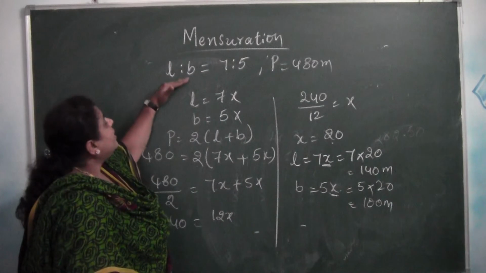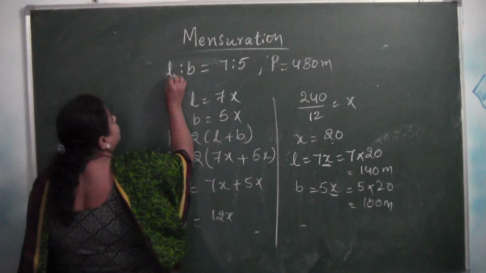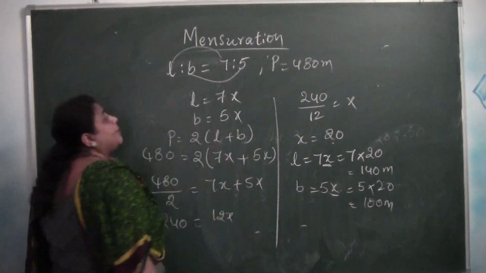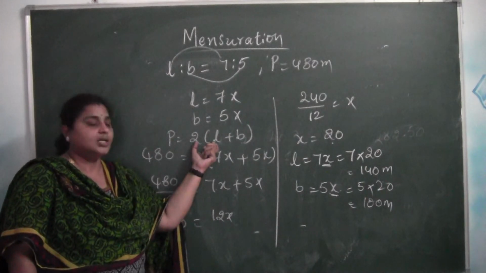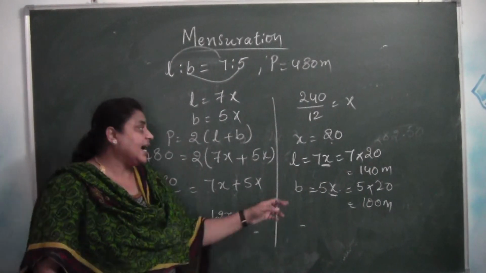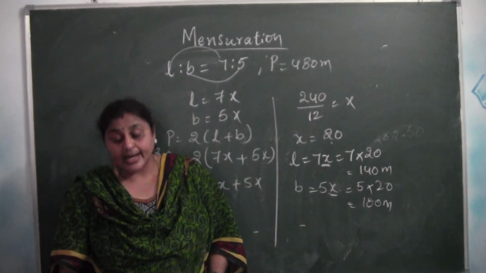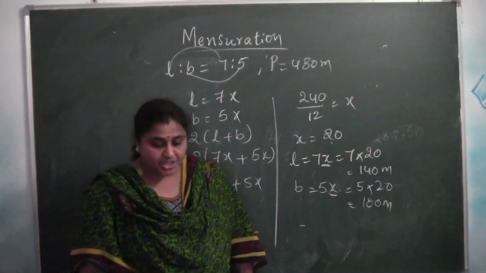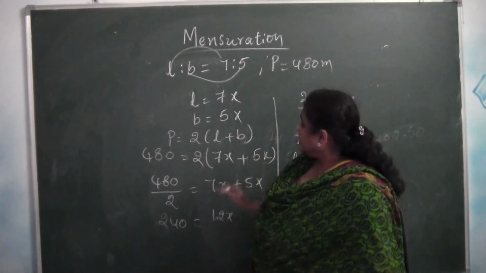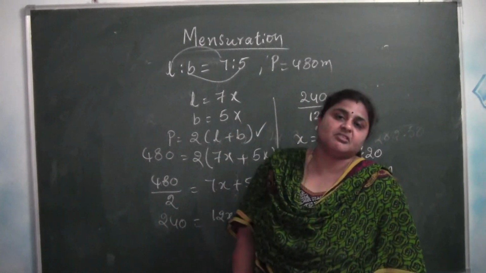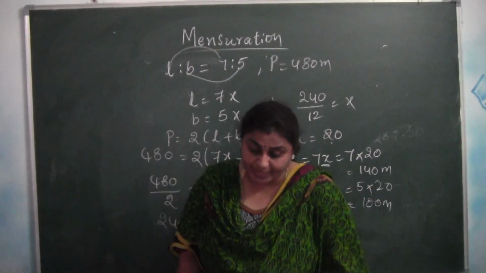So when the ratio of length and breadth is given, we assume length to be 7x and breadth to be 5x and substitute in the formula of perimeter. Then we get the value of x. Again, substituting the x value in 7x and 5x, you get the value of length and breadth. Got it, children? So this is simple. Whatever the problem is related to the perimeter of a rectangle, the formula is 2 into L plus B.